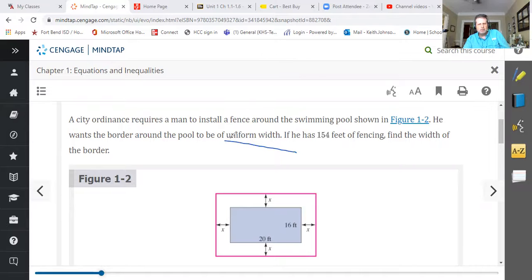All right, that uniform width. What does that mean? Well, that means the same distance all the way around the pool. Okay, so that same uniform width is this x, and that x is going to go all the way around. If he has 154 feet of fencing, find the width of the border. Okay, so we want to find that x.